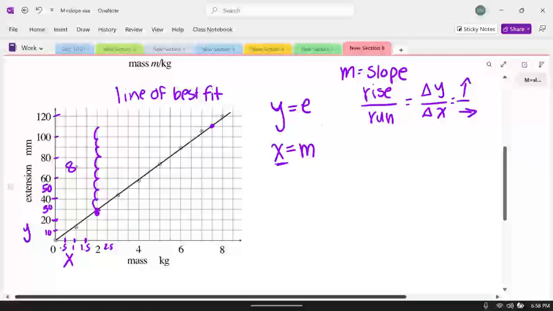So this wouldn't be 8. It's really 8 times 10. This is actually 80. Or you could count by 10s and go 10, 20, 30, 40, 50, 60, 70, 80. So my rise would be 80.